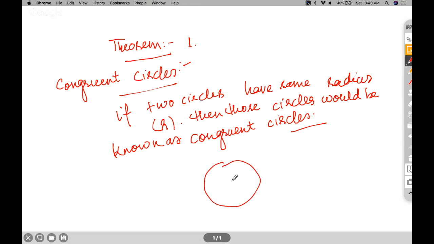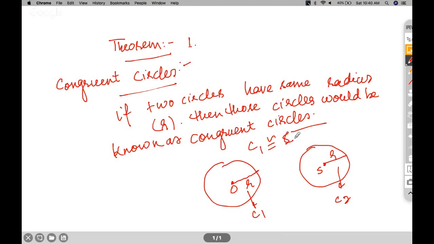So here it is. There is a circle here, and I'm assuming its center to be O. This is circle C1 and the radius is R. And suppose I'm assuming this center to be S, and this is circle C2, such that its radius is also R. So circle C1 is congruent with circle C2.